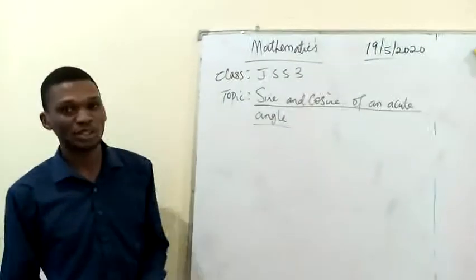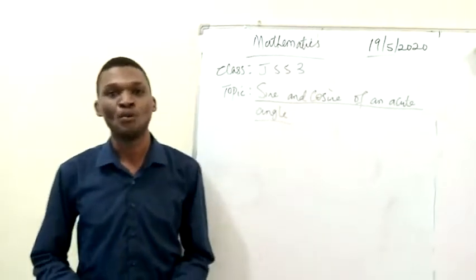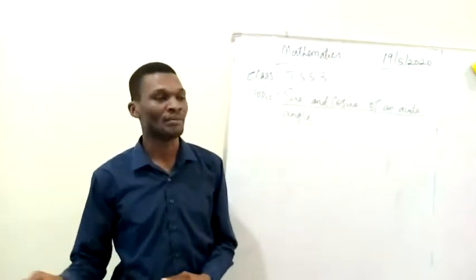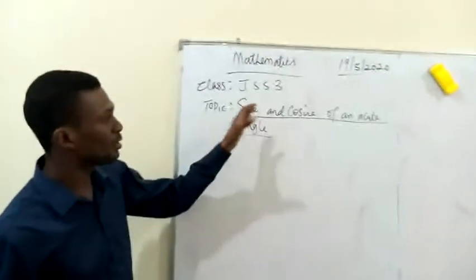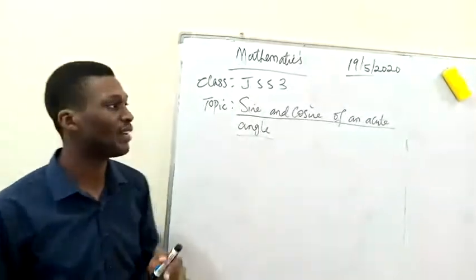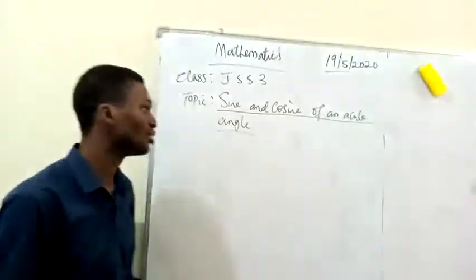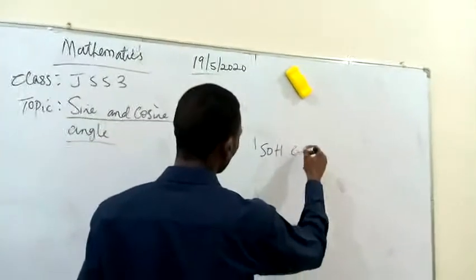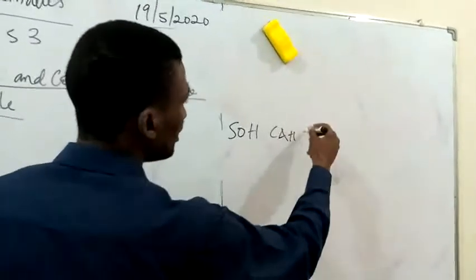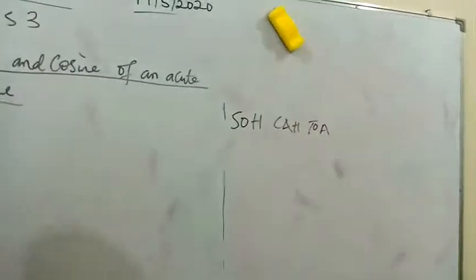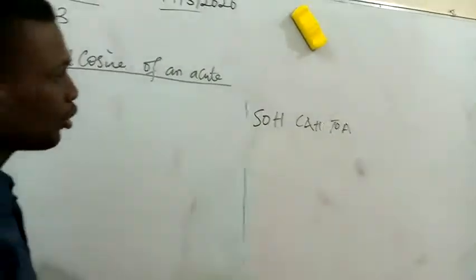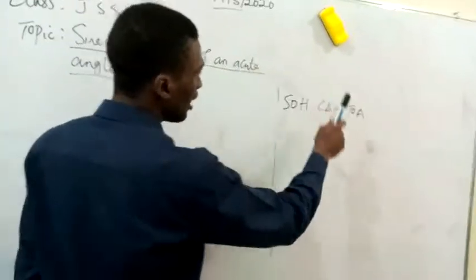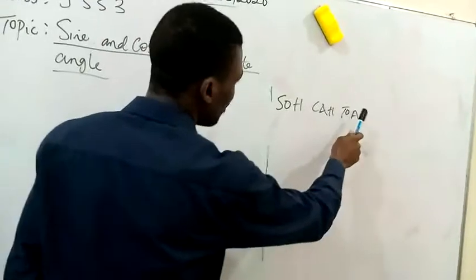In our previous class, we talked about the tangent of an acute angle, where we used a right angle triangle to make illustrations using our SOHCAHTOA. It is somewhat the same thing with the sines and cosines of an acute angle. We still use the right angle triangle. The SOHCAHTOA principle says sine is opposite over hypotenuse, cosine is adjacent over hypotenuse, and tangent is opposite over adjacent.